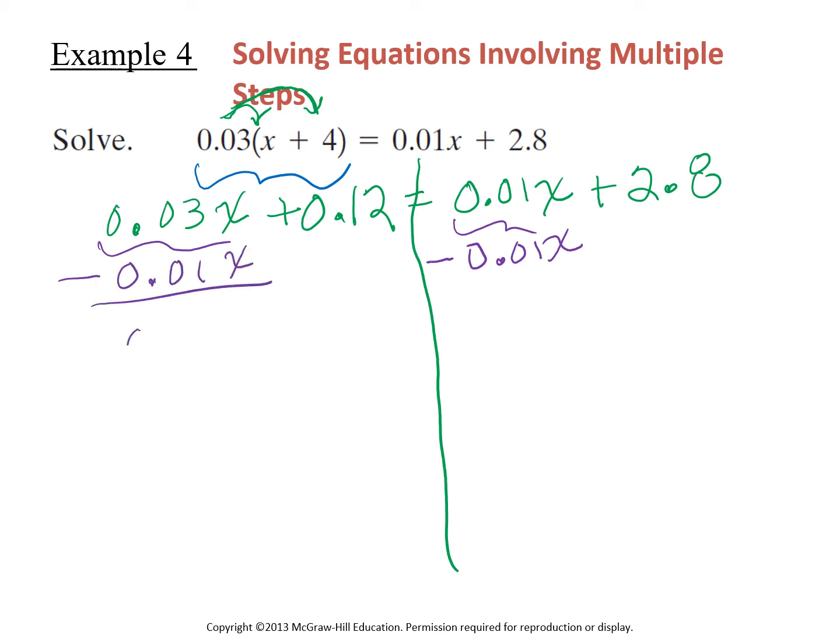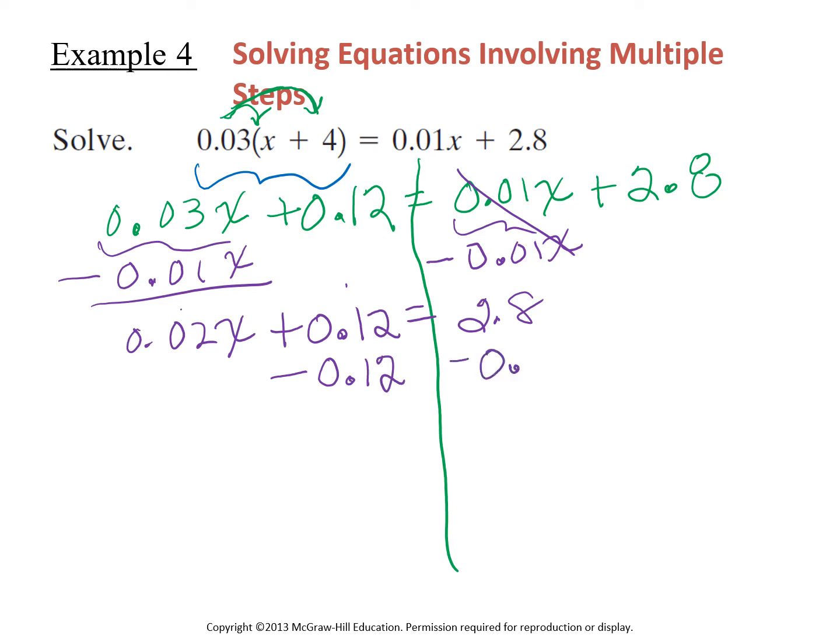So I have 0.02x plus 0.12 is equal to 2.8. So now I'm going to focus on the left side of the equation. I want to eliminate the constant. I'm going to subtract 0.12 from both sides of this equation. So 0.02x is equal to, I'm going to do 2.8 minus 0.12, and I get 2.68.